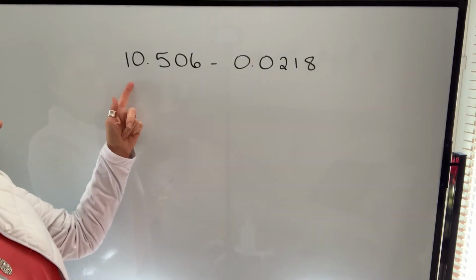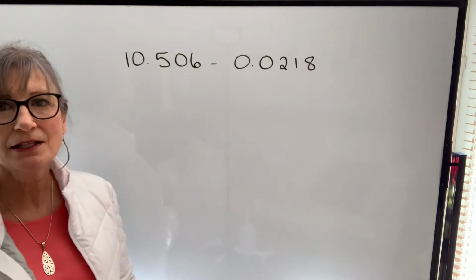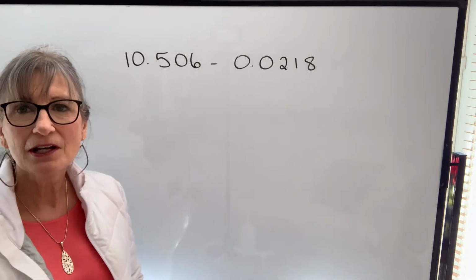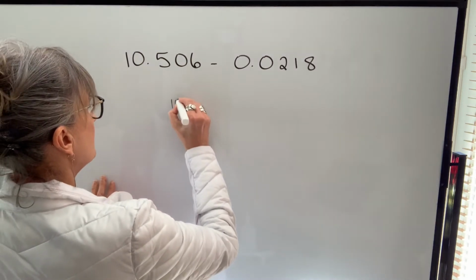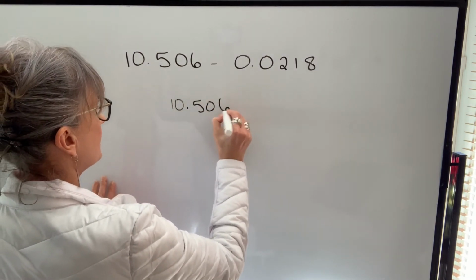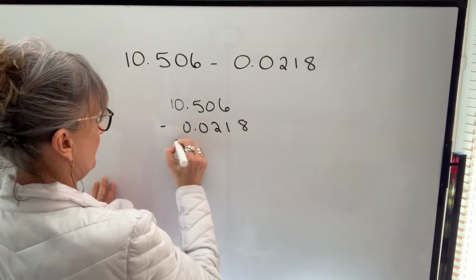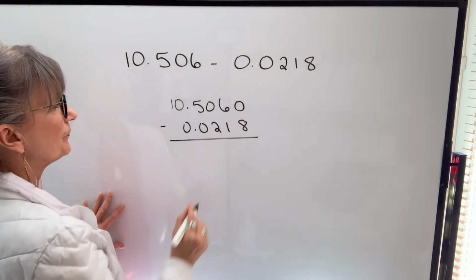Our next example is 10.506 minus 0.0218. In order to subtract, we do the same thing we did when we added. We have to line up the decimal points in each number. So I'll have 10.506 minus 0.0218. There's no digit here, which means the digit is 0.